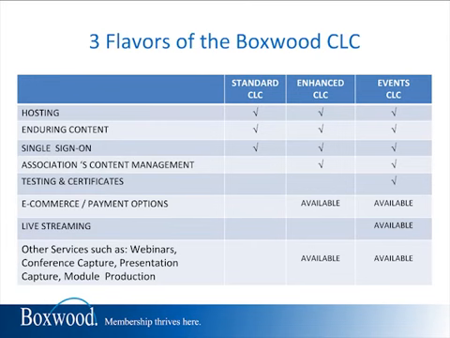And let me just quickly summarize again what I said at the beginning, but now that you've seen through Richard as well, just to make sure everyone's clear. So we've got three versions of the Career Learning Center. We've got the standard version that comes with your job board, Boxwood supplied content. It does have single sign-on as well. The Enhanced Career Learning Center really gives you the added ability to upload your own content. And then in the Events CLC, you get the ability to add on testing and certification. You also get live streaming capabilities as well.